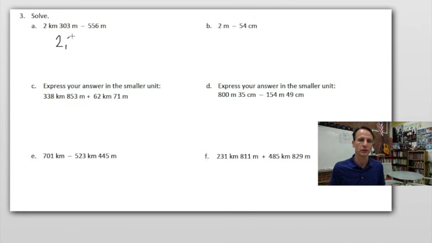So 2,303. And when you're doing the calculations, you don't write the units, just when you write your final answer, by the way, or it just clutters things up, it gets confusing. And then I'm going to subtract from that the 556 meters. So now everything's expressed in terms of meters. Now I can do it.